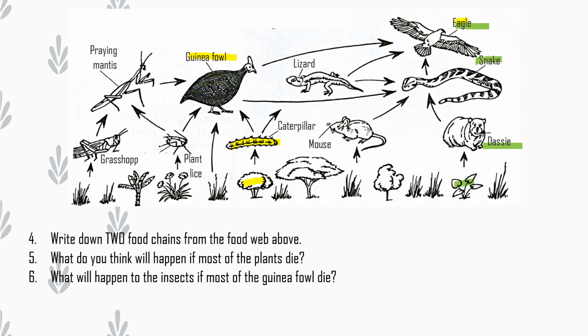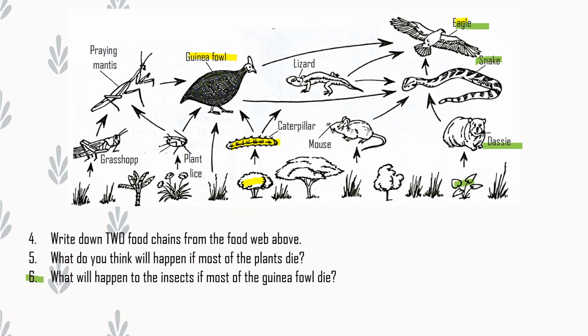Question 5, what do you think will happen if most of the plants die? If most of these plants die, it would obviously have a ripple effect. If the plants die, the daisy won't survive, the mouse won't survive, the caterpillar won't survive, the plant lice and the grasshopper won't survive, and that would have an effect on the secondary consumer. So most of the ecosystem will be wiped out.